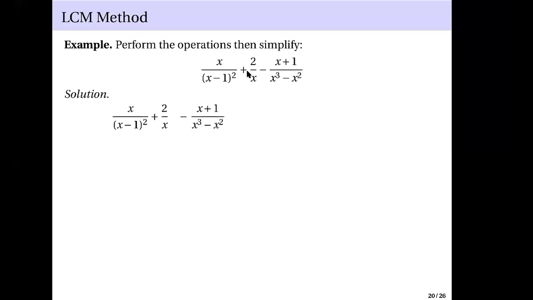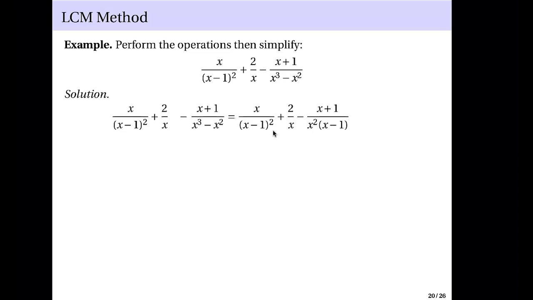So we copy the expressions first. You have x over (x minus 1) squared, plus 2 over x, minus (x plus 1) over (x cubed minus x squared). First, this x cubed minus x squared can be factored into x squared times (x minus 1). You have x cubed minus x squared, x squared is a common factor, so we factor out x squared, and what's left inside would be x minus 1.